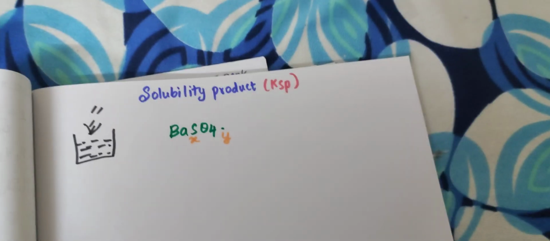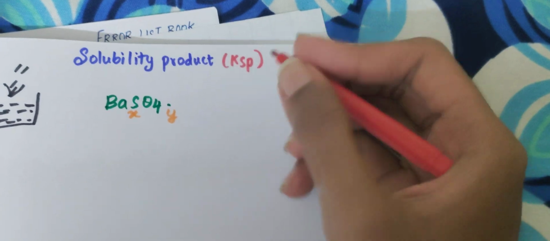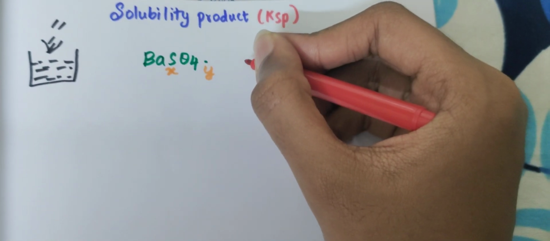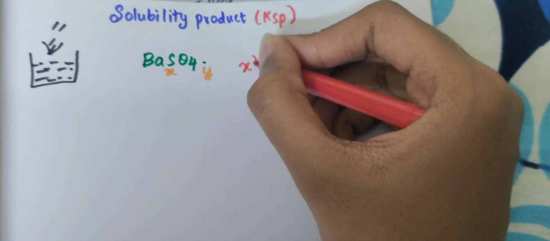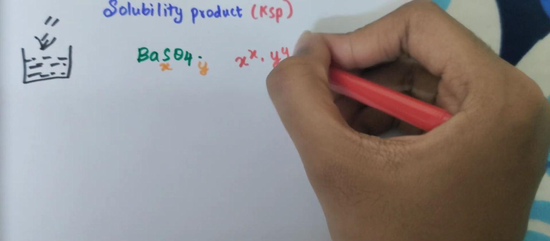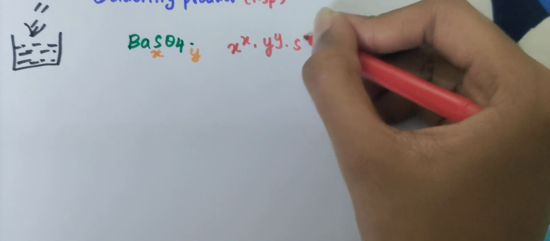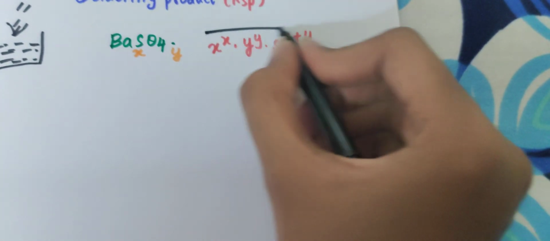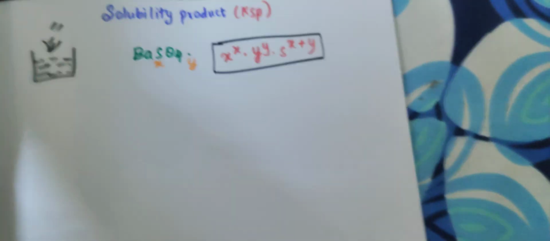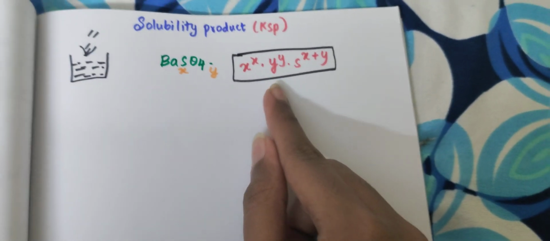So we have a common formula. The formula is X^X, Y^Y, and S^(X+Y). Revolving around this formula only, every question you come across on solubility product will use it. You have to remember this.